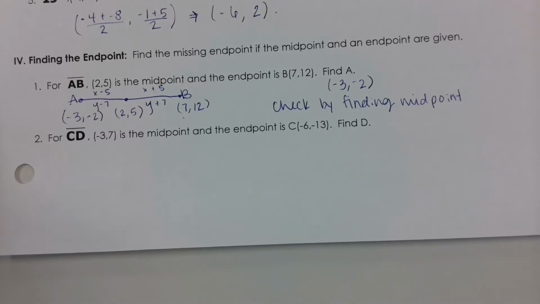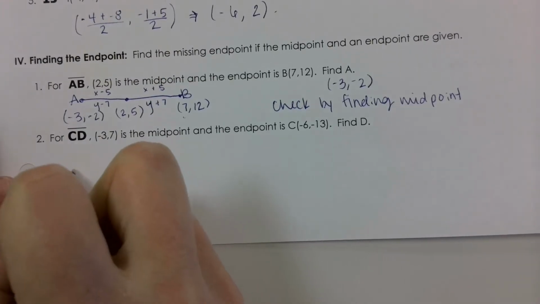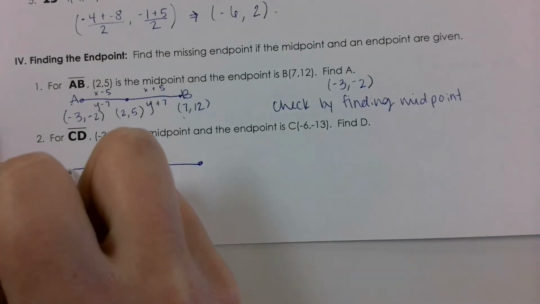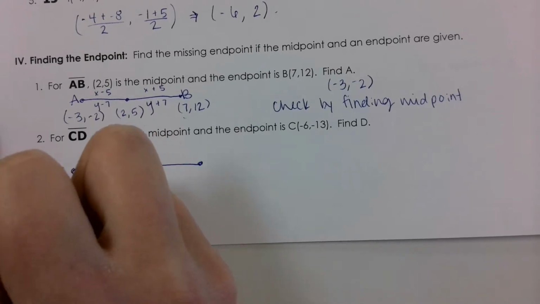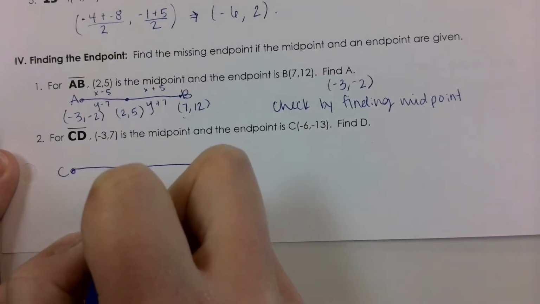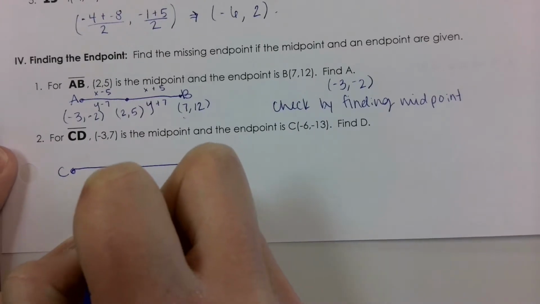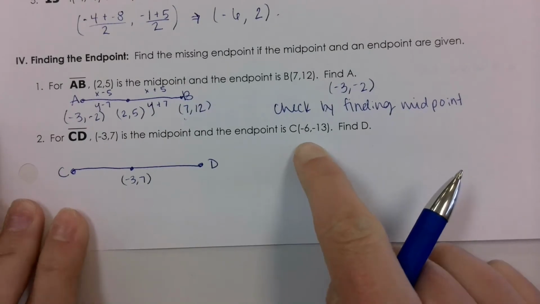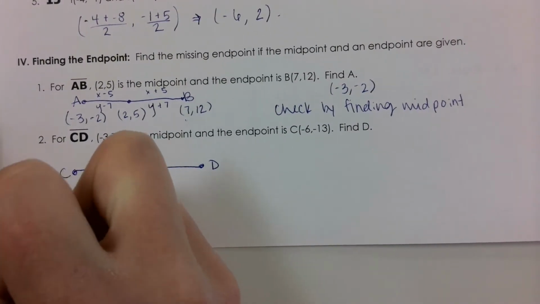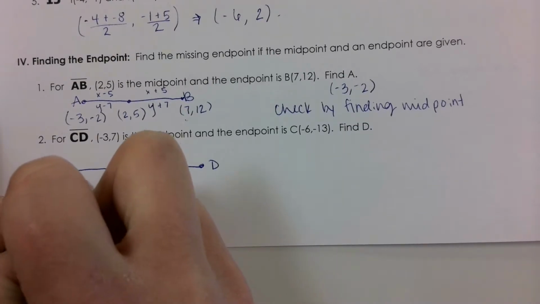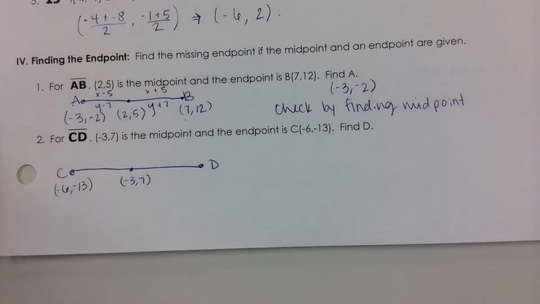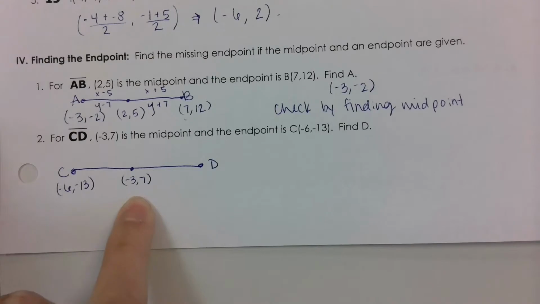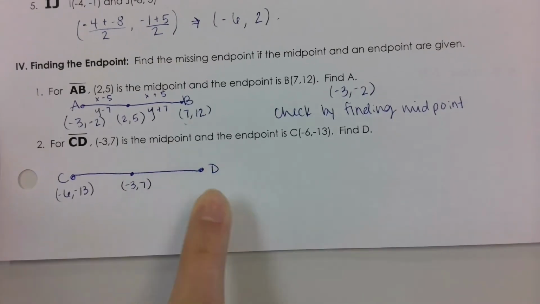We're ready to try another one? All right, so this time we've got line CD, so I'm going to draw that again. I think the picture is helpful. If you don't need that, then you don't have to draw it, but I'm going to every time. It tells us the midpoint is at -3, 7. And endpoint C is at -6, -13. So I'm going to label that over here. We okay? Whatever they did to get from here to here, we'll have to do that again to get over here. Do you agree? So we're trying to get to the other side.